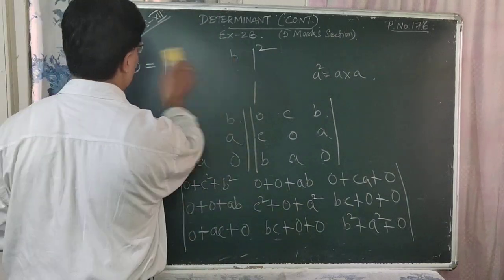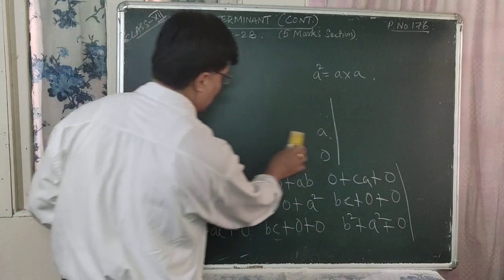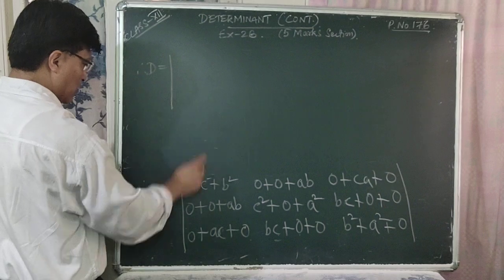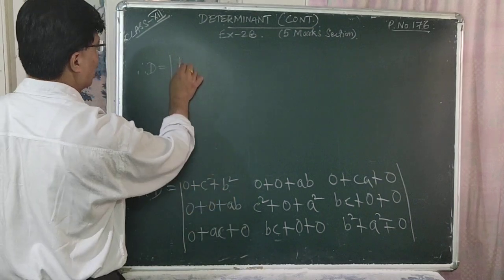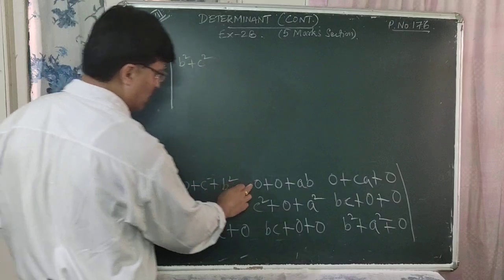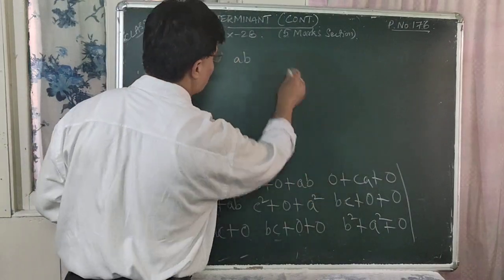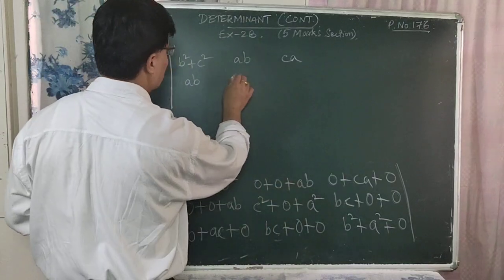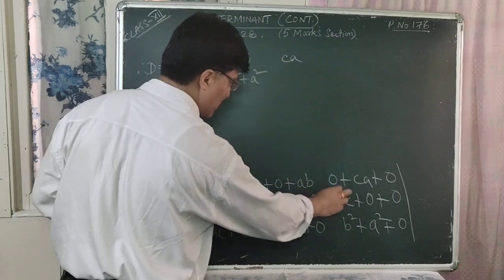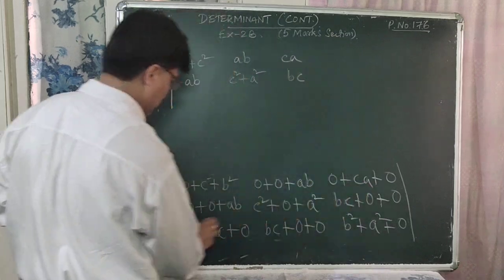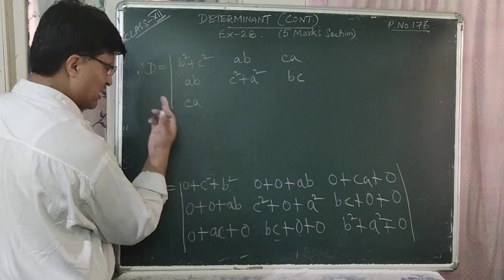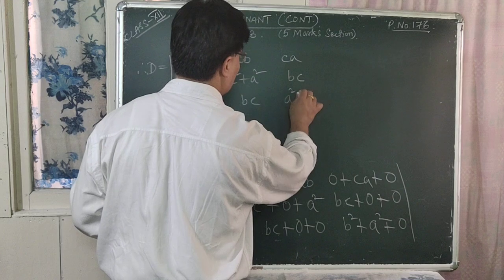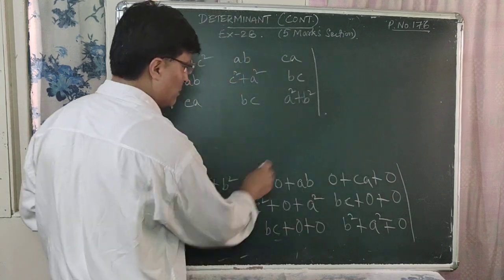So now let us simplify it. That means D is equal to, what is the first element here? It is B square plus C square. B square plus C square. This is AB and this is your CA, right? Next one is, this is AB. This is C square plus A square and this is BC, right? And this one, you can write either AC or CA, same expression. This is BC and this is your A square plus B square. This is your A square plus B square.